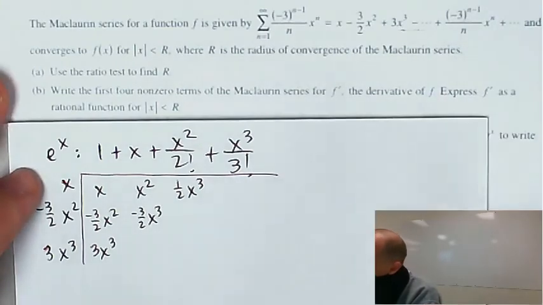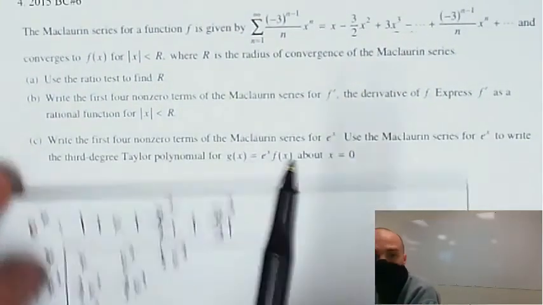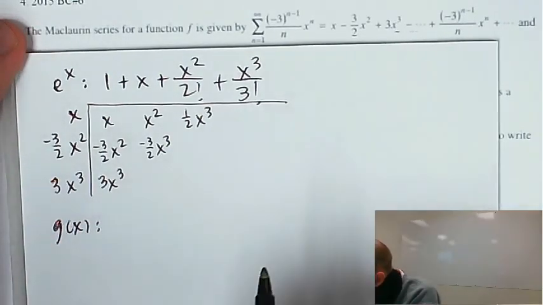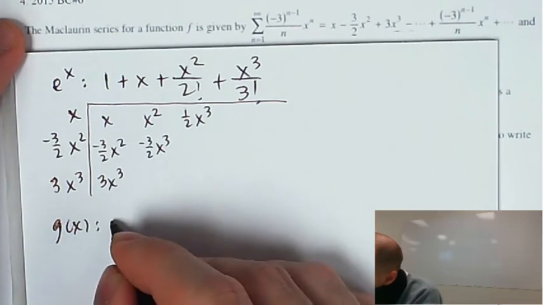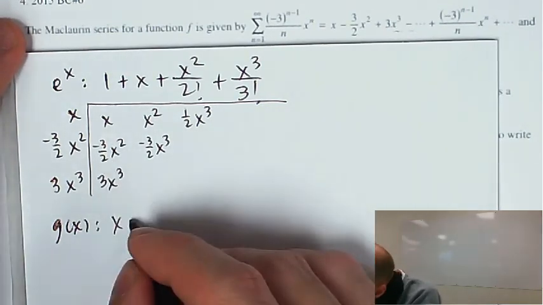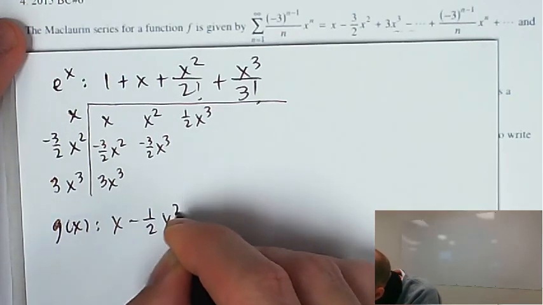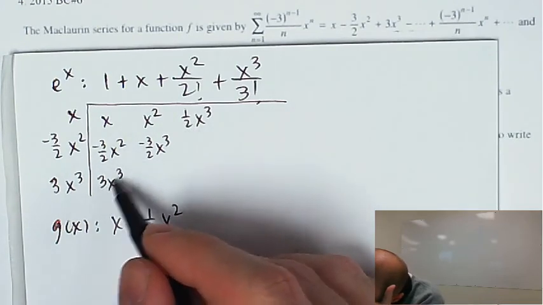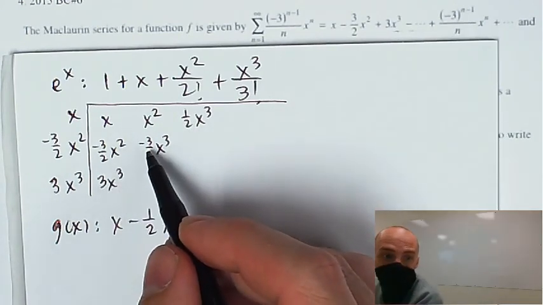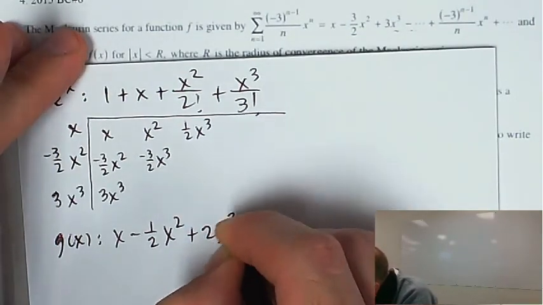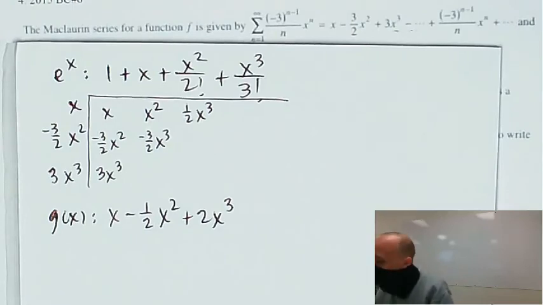So they're asking for the third degree Taylor polynomial for g. So g of x, its third degree Taylor polynomial is going to be x. If I have 1 x squared and I lose 1.5, I'll have negative half. And then this one, okay, wait a second. If I have 3 and I lose 1.5, I'll only have 1.5 left. And I add 1/2 back, I'll have 2, plus 2x to the third. And that's the third degree Taylor polynomial for g, which is e to the x multiplied by f of x.